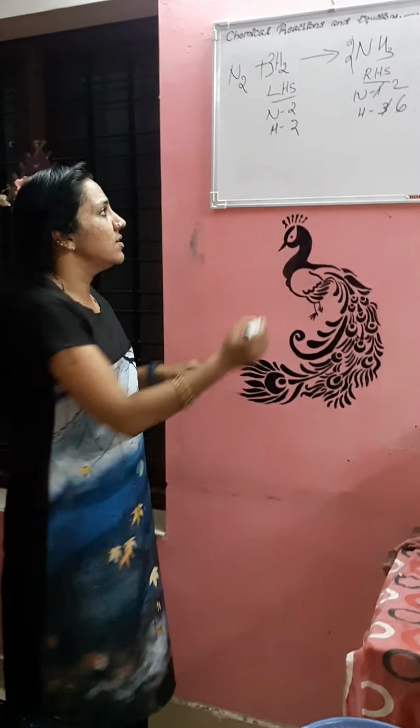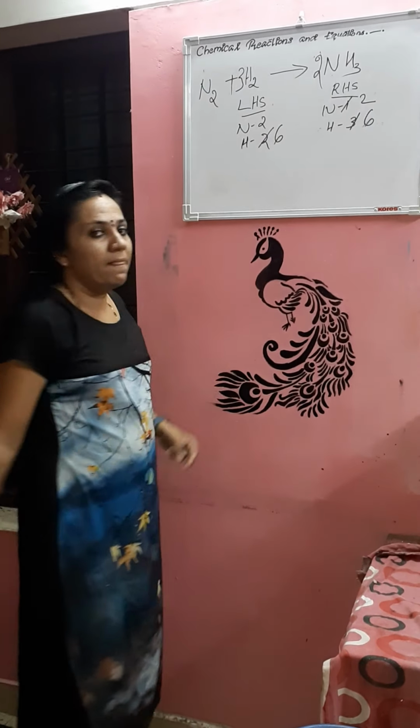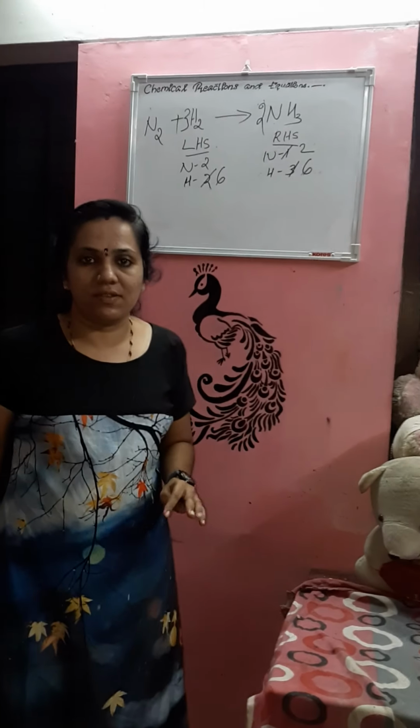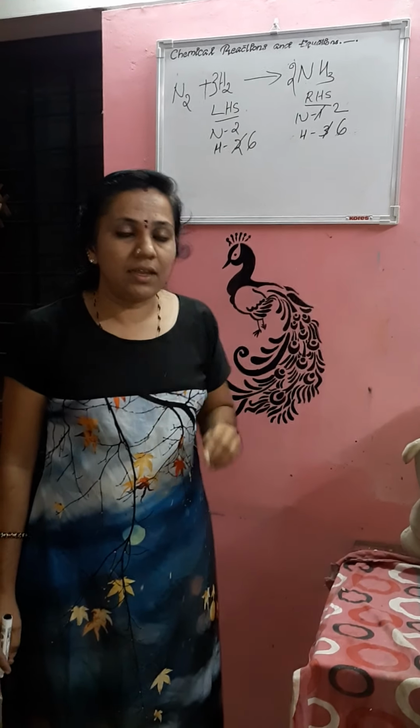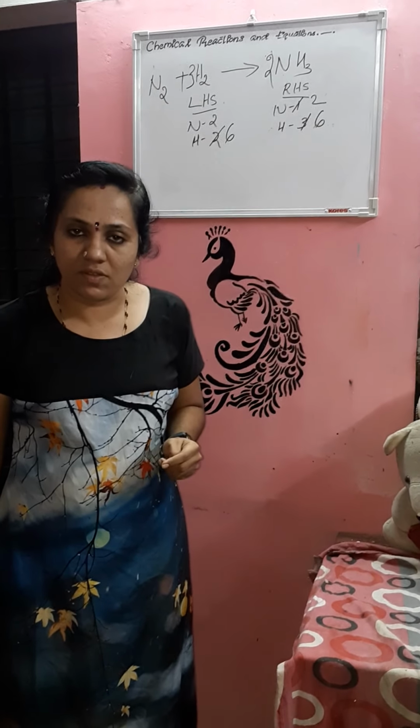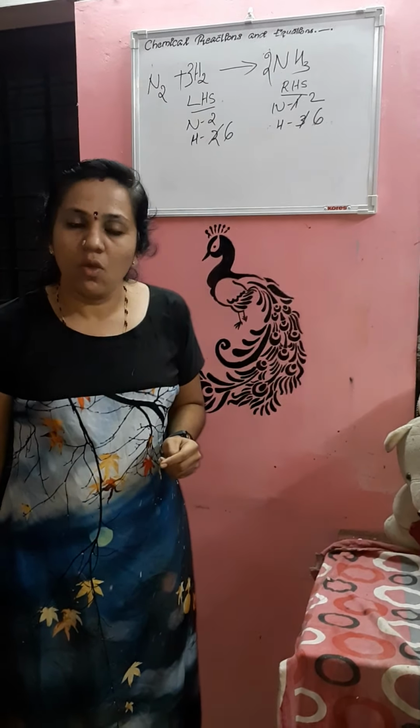So 3 into 2, 6. Write the change that comes immediately, cutting the old one. Compare LHS and RHS. So what is the result you are getting? LHS is equal to RHS, so the equation is balanced.